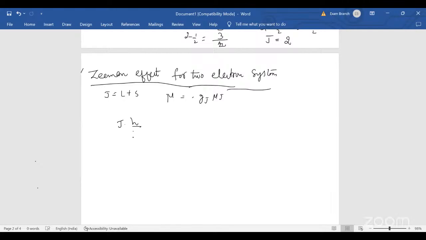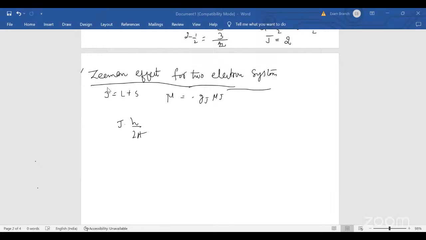J into H by 2 pi. As previously, we have written what we call, H by 2 pi is nothing but the total angular momentum, J.